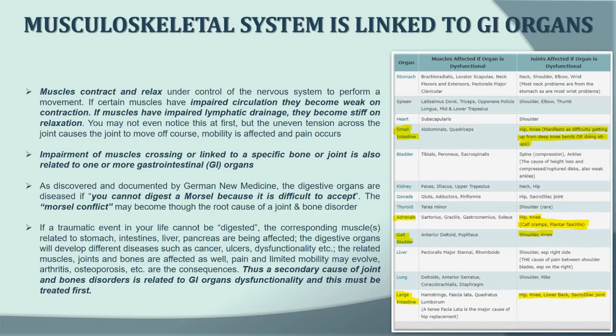If a traumatic event in your life cannot be digested, the corresponding muscles related to your stomach, your intestines, your liver, your pancreas are also being affected, and the digestive organs will develop different diseases such as cancers, ulcers, dysfunctionalities, etc. The related muscles, joints and bones are affected as well. Pain and a limited mobility may evolve, as well as arthritis, osteoporosis, etc., which are the consequences of this. Thus, a secondary cause of joint and bone disorders is related to your gastrointestinal organ dysfunctionality, and this must be treated first.